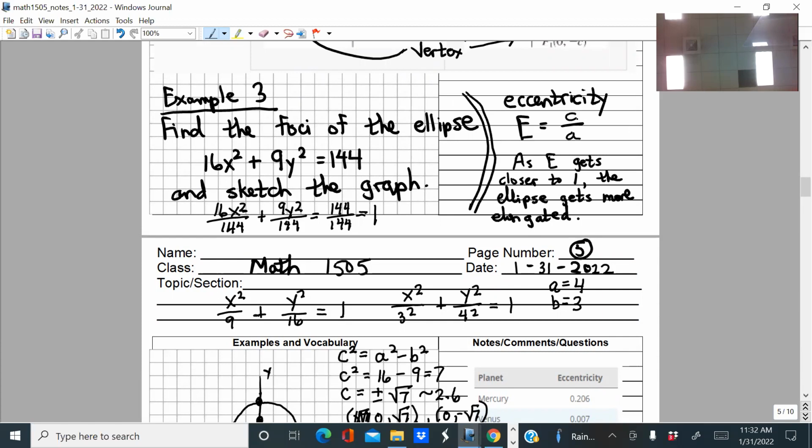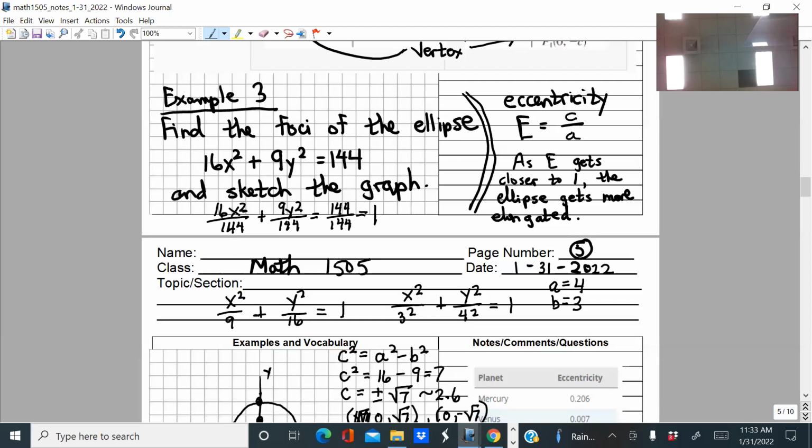But it also cannot be 0. Otherwise, you will have a circle. If the c value turns out to be 0, you don't have an ellipse. You actually have a circle. So it's not going to be 0, and it's not ever going to be 1. It's somewhere between 0 and 1. But if you have a relatively large eccentricity, close to 1, you have a very long, thin ellipse. As the eccentricity gets close to 0, you have a more circular ellipse.